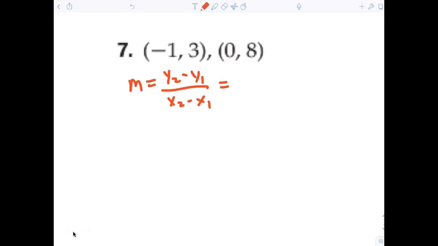Now, help me. So it's 5. Well, good. 8 minus 3 over 0. I appreciate that. I knew what you meant, but I'm just writing the work out. So you're correct. The slope was 5.